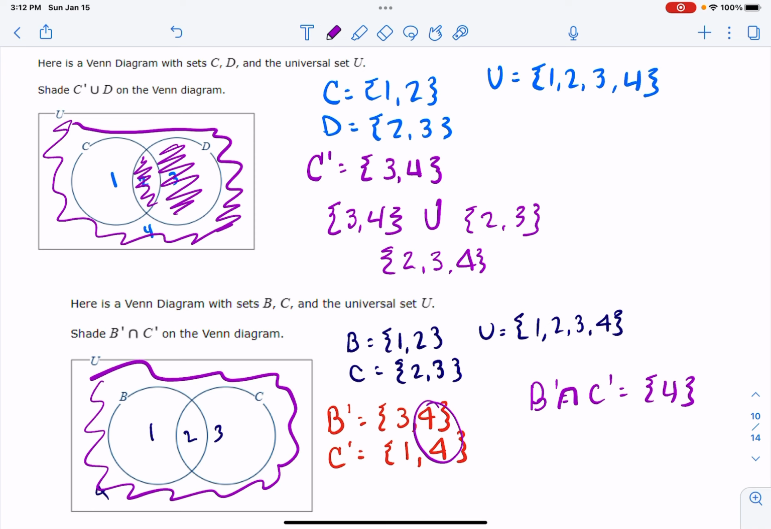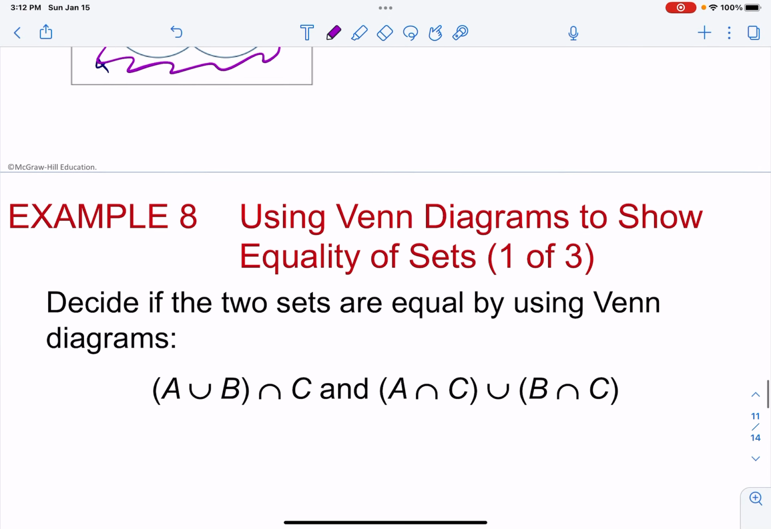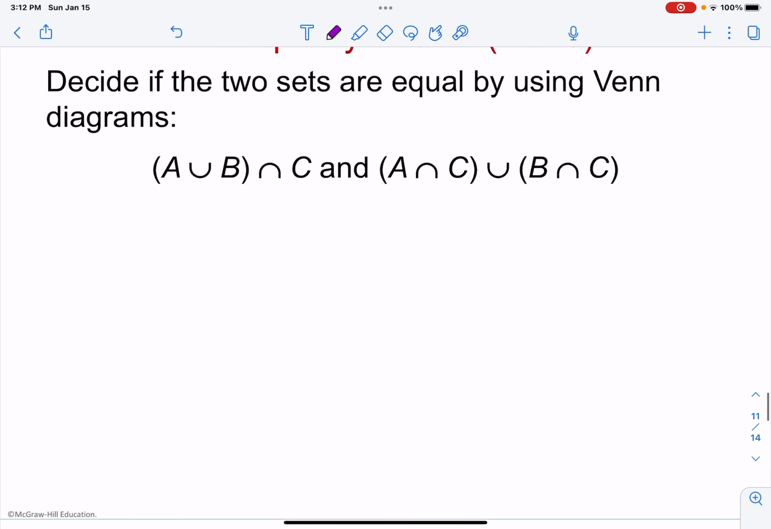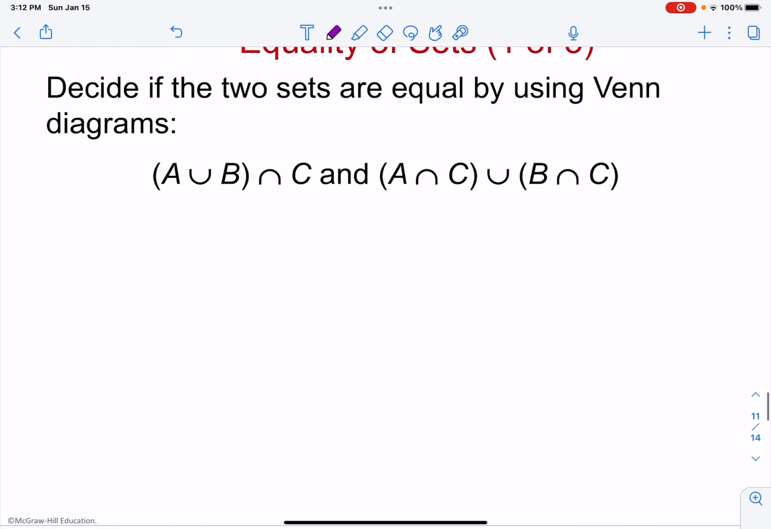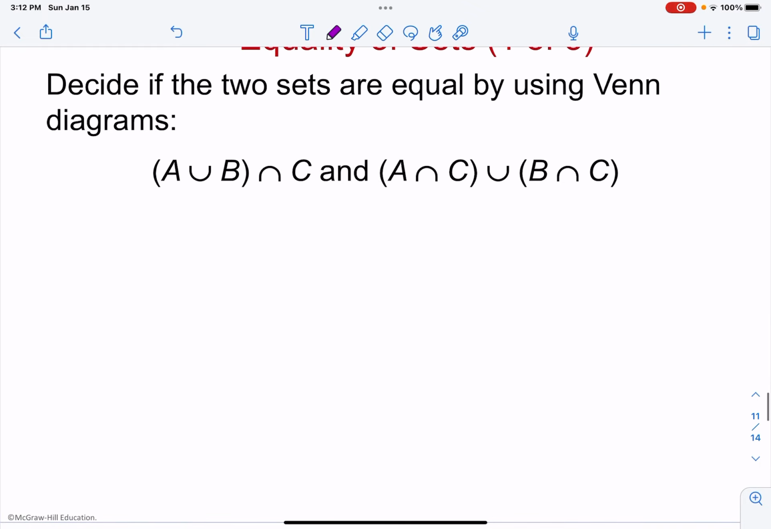All right, we're going to go to the next one, which is deciding if two sets are equal by using Venn diagrams. I tend to not necessarily use the Venn diagram with this. I just do both of them and see if they match. So this is number 3. What I have to do first is set them up.